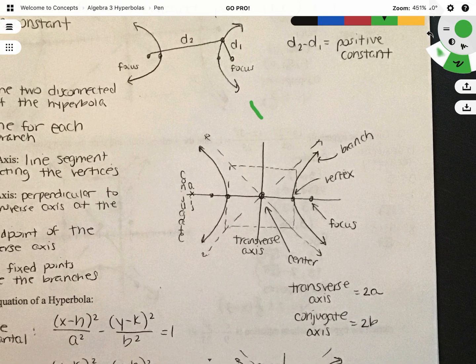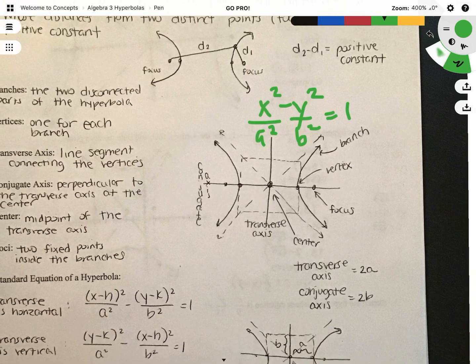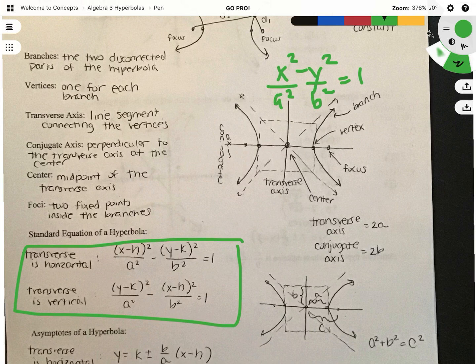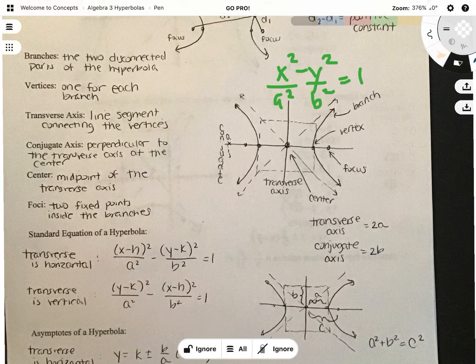And so this picture right here is x squared over a squared minus y squared over b squared equals 1. So that's opening up horizontally. If y squared is first, then it opens up vertically. And that's kind of what this is saying down here. Let me just erase that up here.